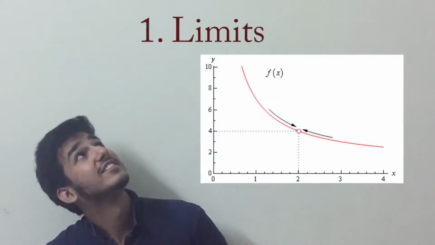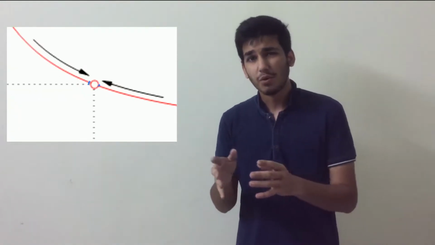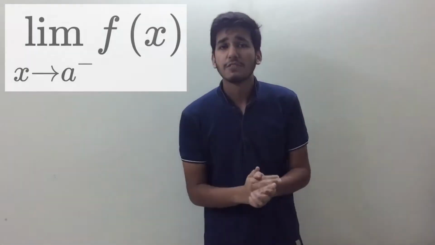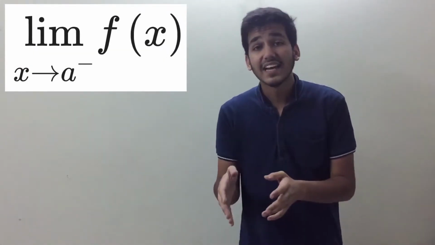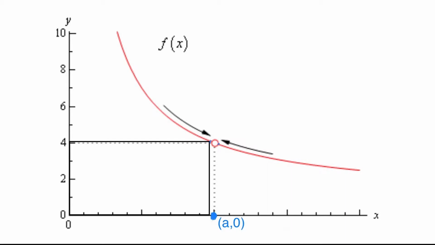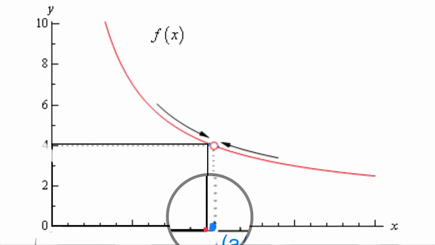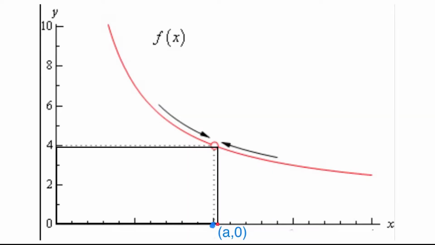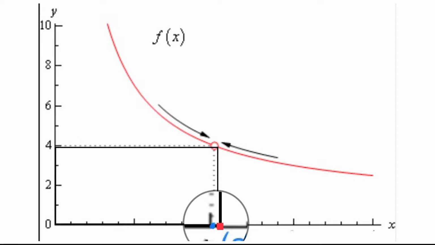Number one, limits. Limits are used to define the point infinitesimally close to a certain point. We use the following notations. The limit of a function as x approaches a negative is the value of that function at a point infinitesimally close to the left of a. This is called the left-hand limit. And the limit of a function as x approaches a positive denotes the value of that function at a point infinitesimally close to the right of a. This is called the right-hand limit.